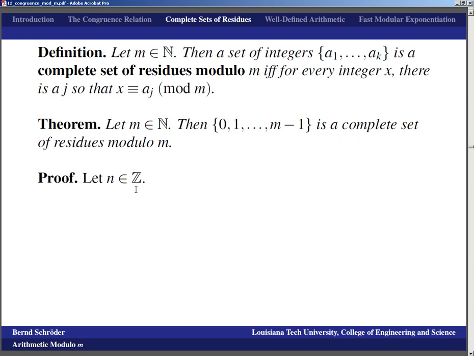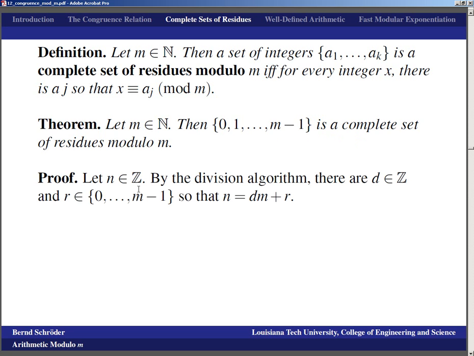And the result is fairly quick, because when n is an integer, then by the division algorithm there is a d, well, I would want to call it q, so a quotient d, and a remainder r between 0 and m minus 1, so that n is equal to d times m plus r. And that of course means that the residue is equivalent to n modulo m, and that means we are done, because every integer is in fact represented by one of the numbers between 0 and m minus 1.